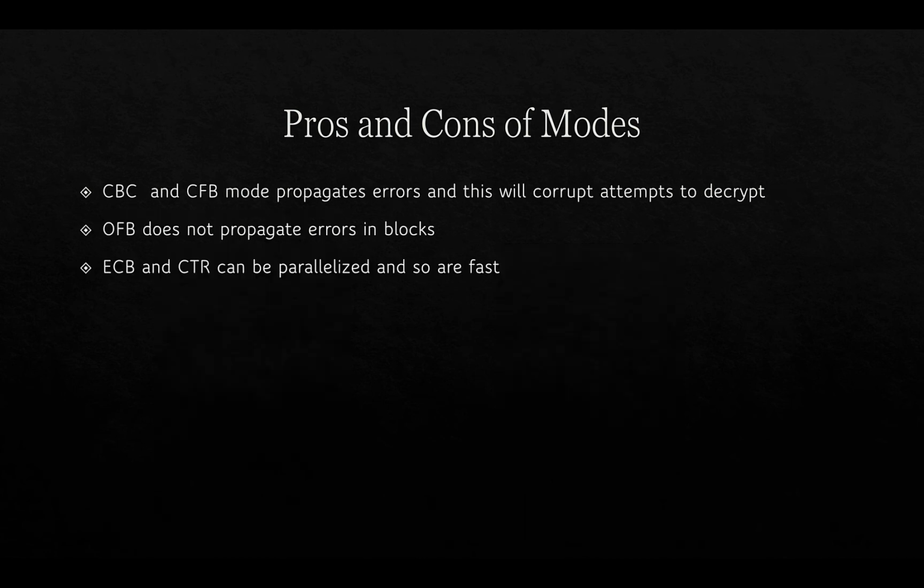So CBC and CFB mode propagate errors, and this will corrupt attempts to decrypt. If you get some errors in chained modes, they will propagate, and so that's a problem. OFB, output feedback mode, doesn't propagate errors in blocks. And then finally, ECB and counter modes can be parallelized and so are fast. We'll see with the difference between symmetric and asymmetric encryption that there is a major difference in speed, and when you're doing encryption, speed becomes a major factor in your decisions.